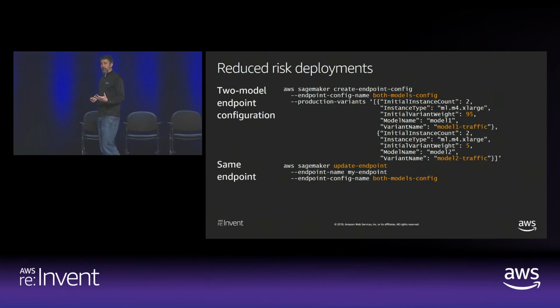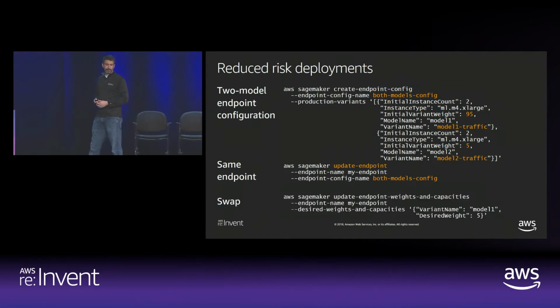After that, we just do the same update endpoint operation that we just talked about, use that same update endpoint API, and we use the same endpoint name, my endpoint, and point at that both models config that we just created.